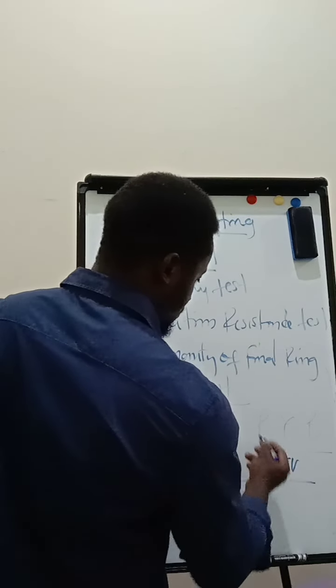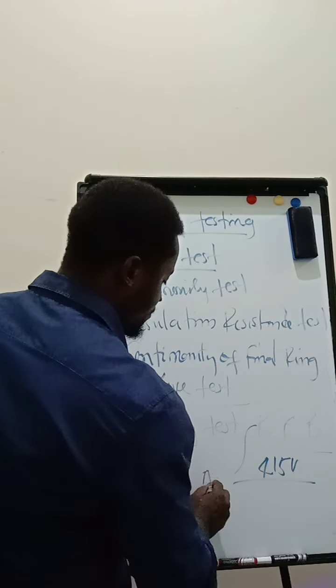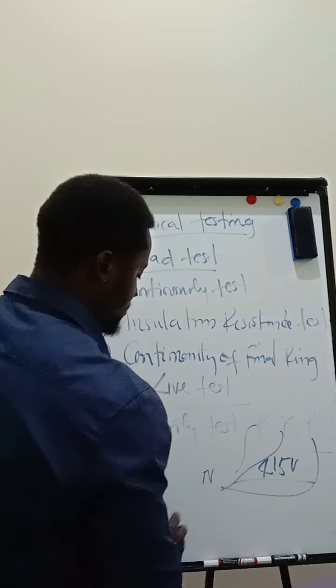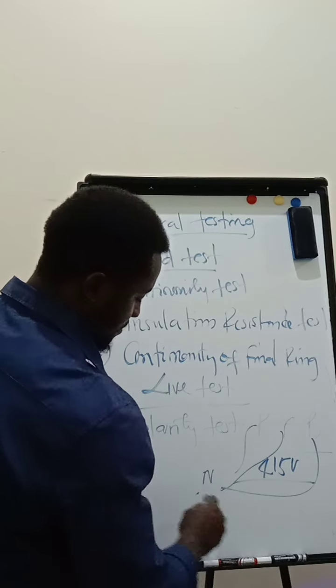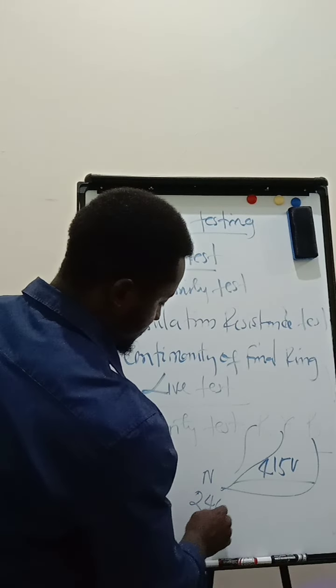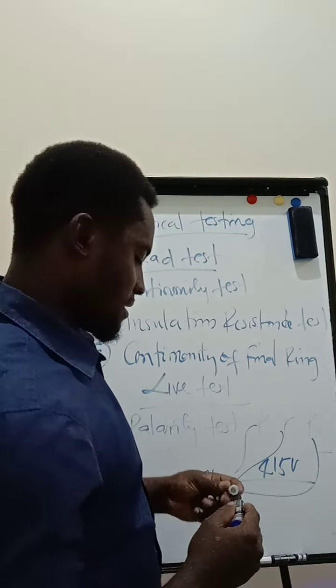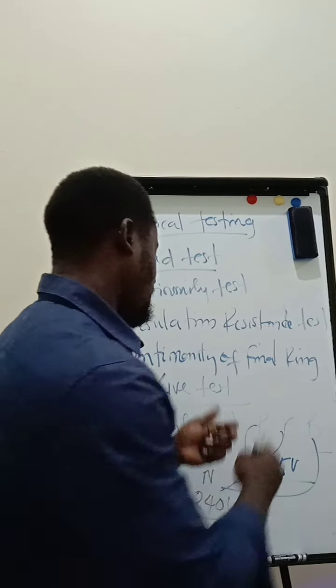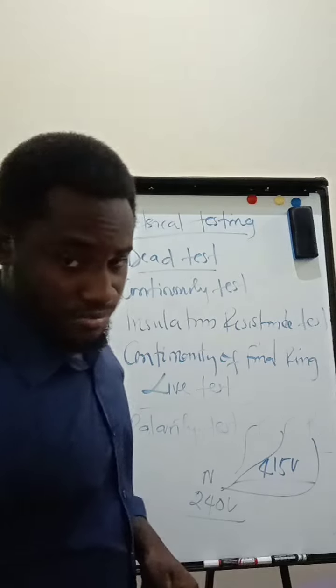And then also between the R phase and the neutral, between the Y phase and the neutral, and between the B phase and the neutral, we should have a voltage of 240 volt to ensure that all the polarities, or all the wires that we've connected, are properly connected. It's very important to understand.